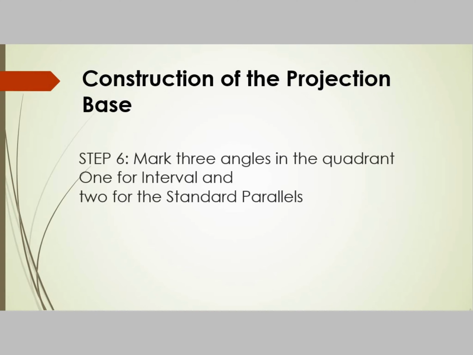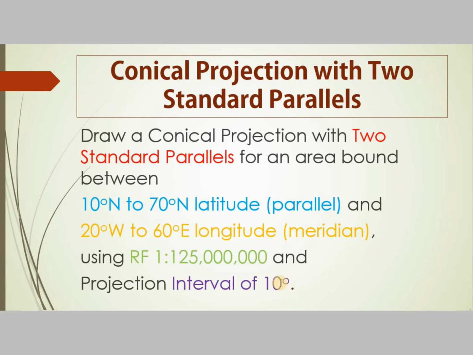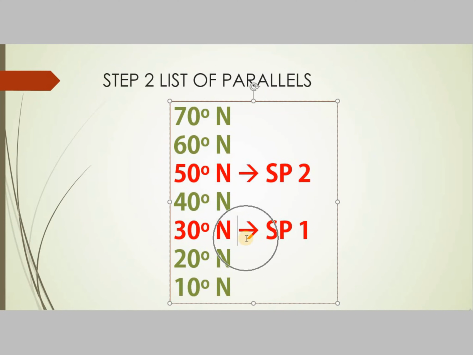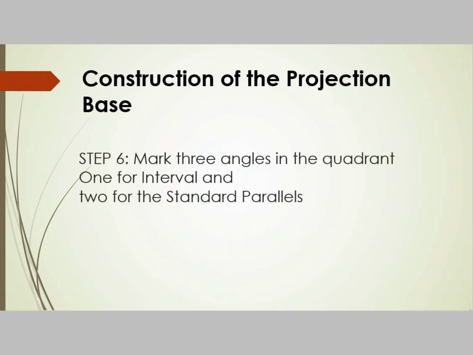Next step is to mark 3 angles within the quadrant we have just made. One angle will be for the projection interval, which was 10 degrees, and 2 angles will be drawn for the standard parallels. So 10 degrees for the interval, and then 30 degrees for standard parallel 1, and 50 degrees for standard parallel 2. So now let's see how these 3 angles will be made.